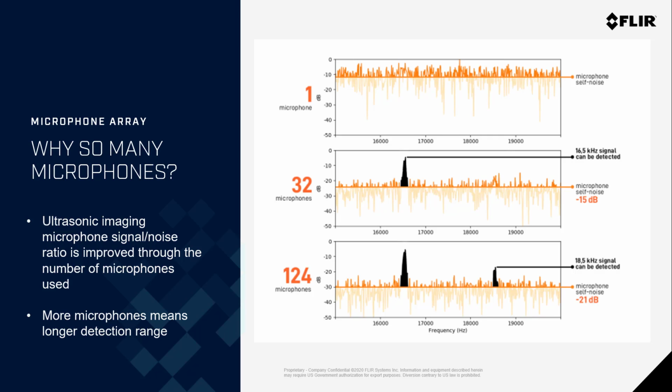At the top, with only one microphone, we're unable to discern the noise generated by the ultrasonic source. On the second line, with 32 microphones, we can start to discern the source of the sound at 16.5 kilohertz. And on the bottom graph, with 120 microphones, we pick up sound peaks at 16.5 to 18.5 kilohertz. So having these multiple peaks means we can better locate and characterize the signal. That's a complicated way of saying more microphones mean better detection and longer distance range.